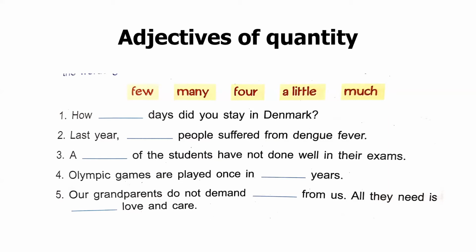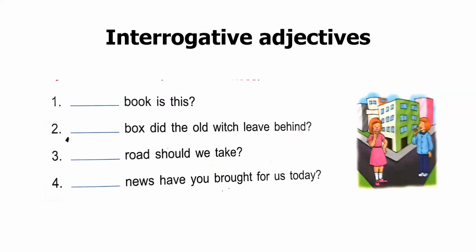So, sentence number 1, whose book is this? Number 2, which box did the old witch leave behind? Number 3. Which road should we take? Number 4. What news have you brought for us today? These are called interrogative adjectives because they are used to ask questions.